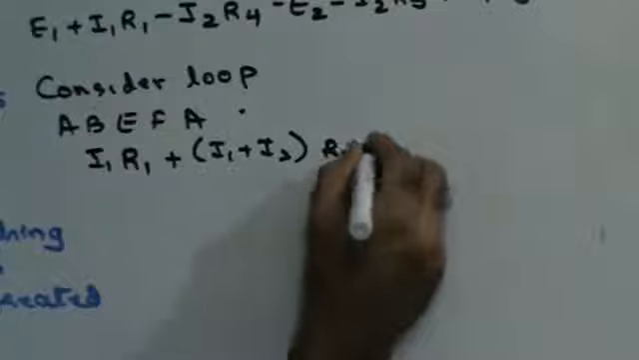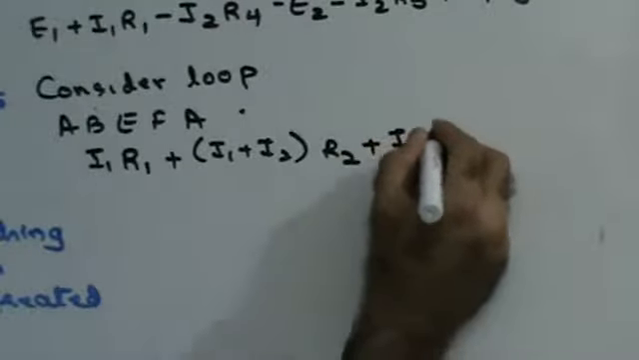I'm moving from E to F. As I'm moving from E to F, the current is entering the node at E. Since the current is entering the node at E, it will be treated as positive. So this is going to be plus I1R3.